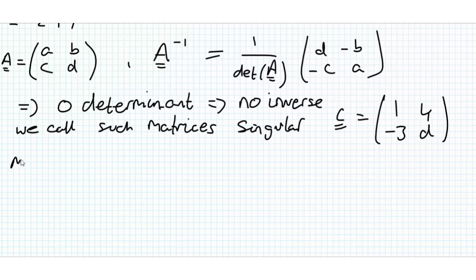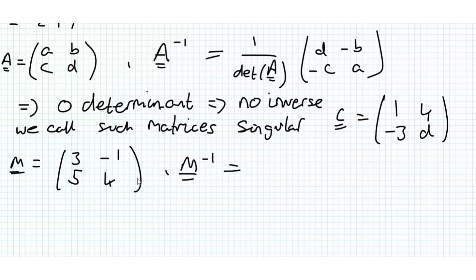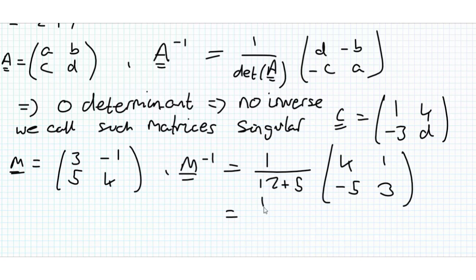Say I've got the matrix M equal to 3, minus 1, 5, 4. M inverse is equal to 1 over the determinant, so 1 over 3 times 4, which is 12, and we do minus 1 times 5, so that's plus 5. Now we swap 3 and 4 over, so we get 4, 1, minus 5, 3. That's equal to 1 over 17 times 4, 1, minus 5, 3.